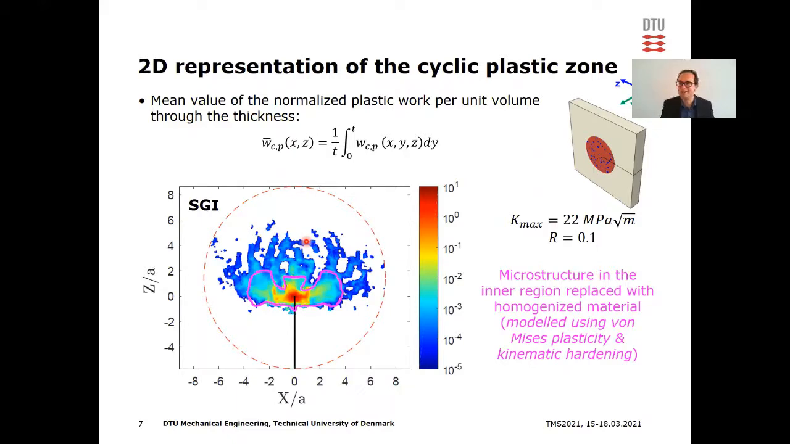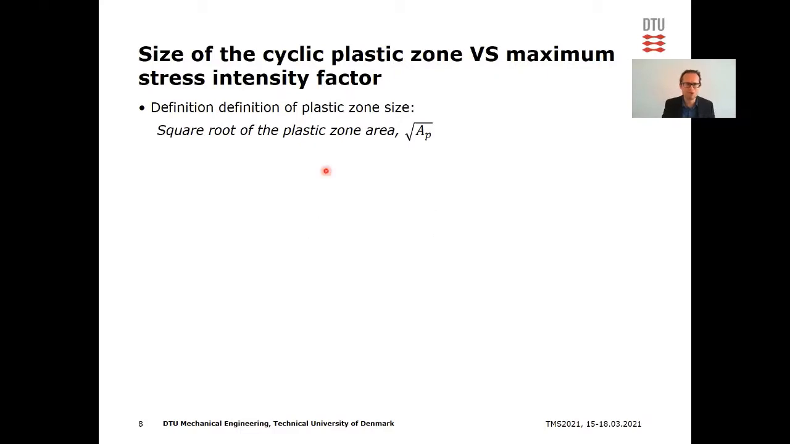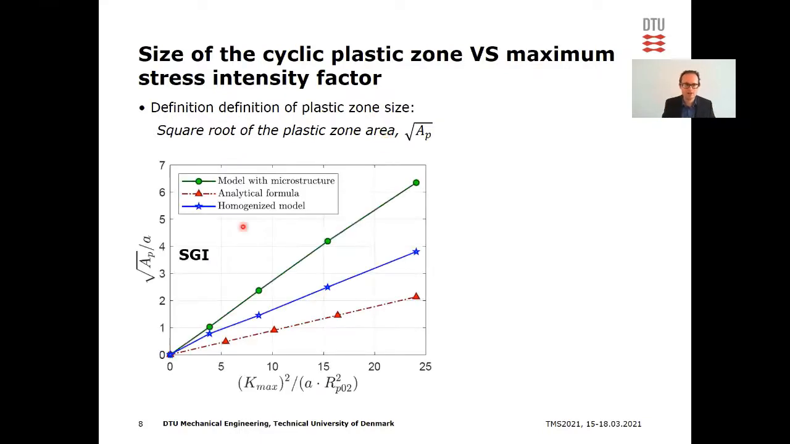So in order to investigate further these results, which were quite interesting in our opinion, what we did was compute the size of the plastic zone for several values of the maximum stress intensity factor. And we measure the size of the plastic zone in terms of the square root of the plastic zone area. And this is something which is quite robust to the fact that we have a very irregular boundary of the plastic zone. And this is the outcome.